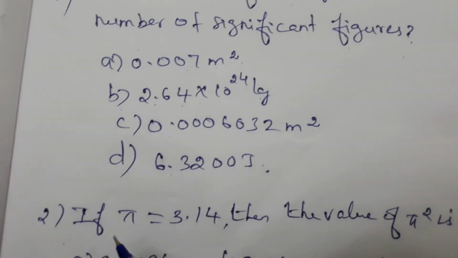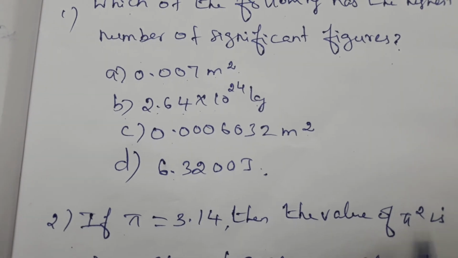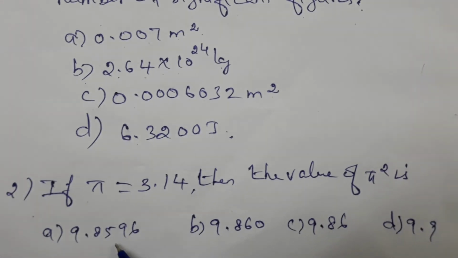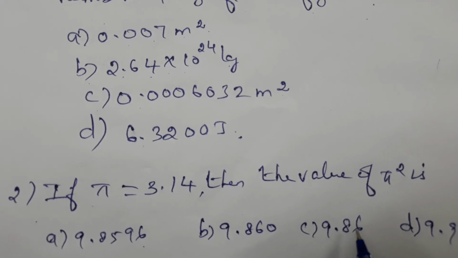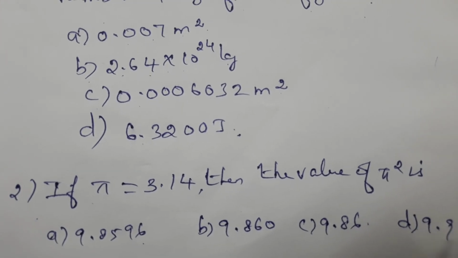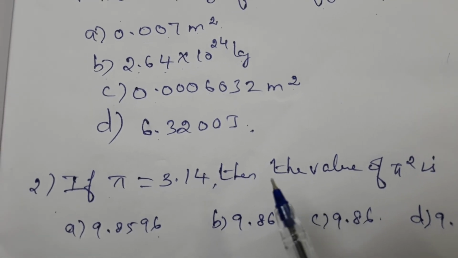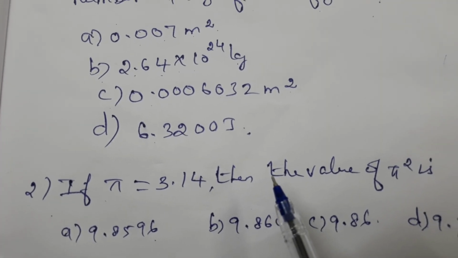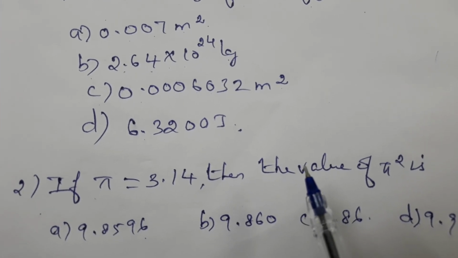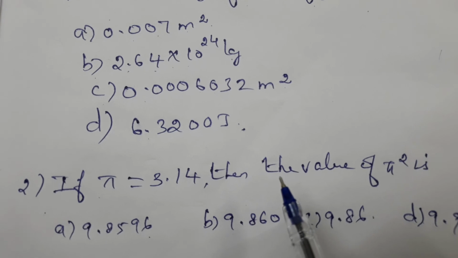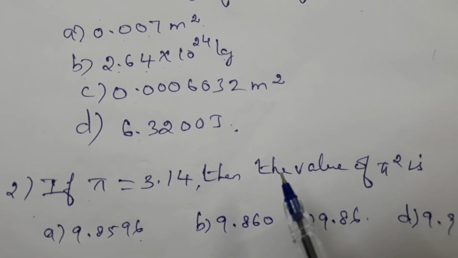Second question. If pi equals 3.14, then the value of pi square is: A, 9.8596; B, 9.860; C, 9.86; D, 9.9. Find the answer. Actually, this question is a multiple choice question from your book. And also, you have to write the rules for determining significant figures and write short notes on rounding off.